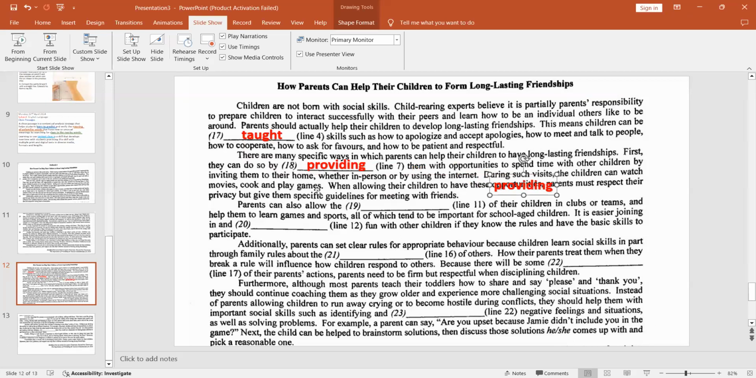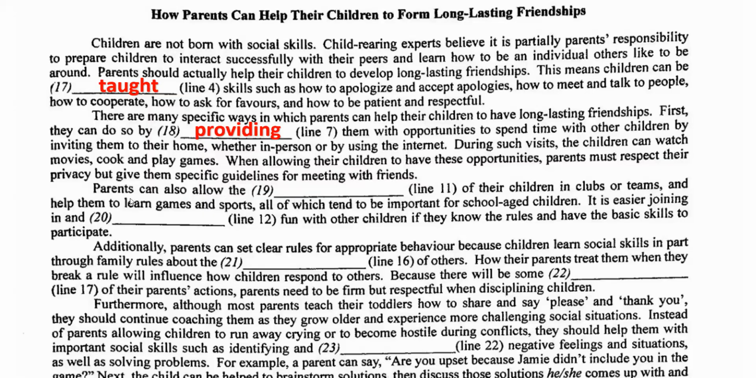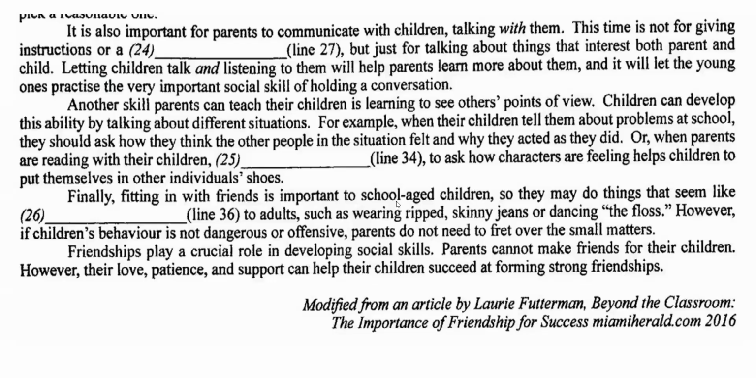Number 19. Parents can also allow blank of their children in clubs or teams and help them learn games and sports, all of which can be important for school age children. So let's go to the passage. What line should we go to for this answer? Line 11.